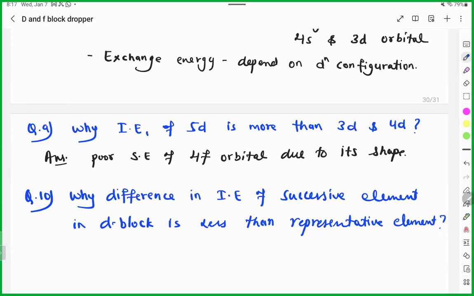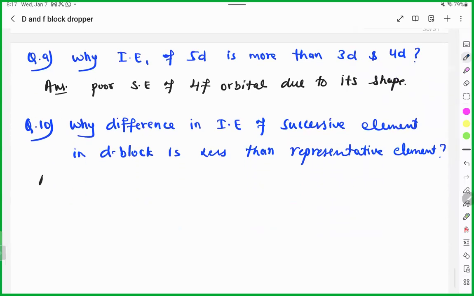So it is because of the counter effect of increase in the nuclear charge and shielding effect in the d block elements, because both are increasing. So they are countering each other. Electron will enter into the penultimate shell, so shielding will be more. But in case of representative elements, electron enters into the valence shell. So that is the difference. One answer is the counter effect of nuclear charge and shielding effect.